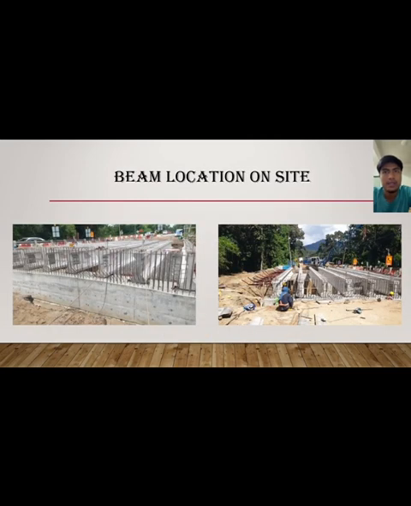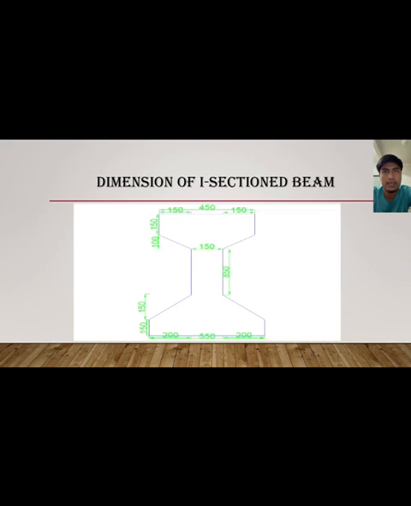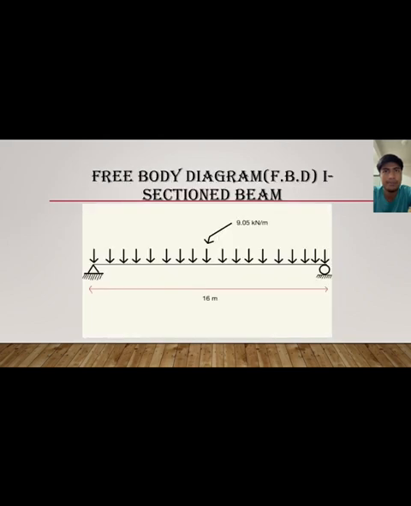This is the beam location at site. The beam has been launched onto the beam seater. This is the dimension of the I sectional beam. This is the free body diagram of the I sectional beam. We have 9.05 kilonewton per meter. This means every 1 meter, a 9.05 kN force is applied.